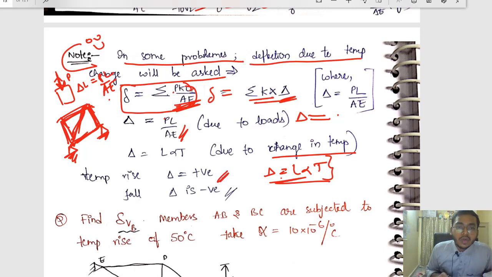See, if your delta value is positive, that means the temperature has been raised. If there is a temperature fall, you have to substitute this delta value as negative in the formula. In this formula, when you are using summation of K into L alpha T, if there is a temperature rise, use a positive delta value. If there is a fall, use delta as negative, because there will be contraction, so there will be a change in the direction of deflection. Therefore use a negative value. That's it.